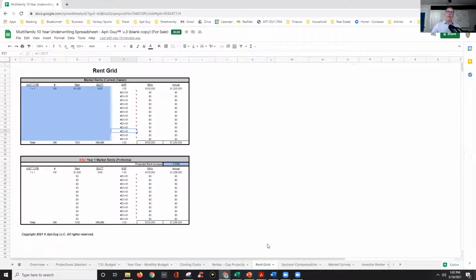Now, the rent grid is going to be filled out and populated from the rent roll. You're going to get a rent roll when you're trying to buy a property, or you should. You don't always, but very often you will. I'd say 98% of the time you will get a rent roll and a T12.